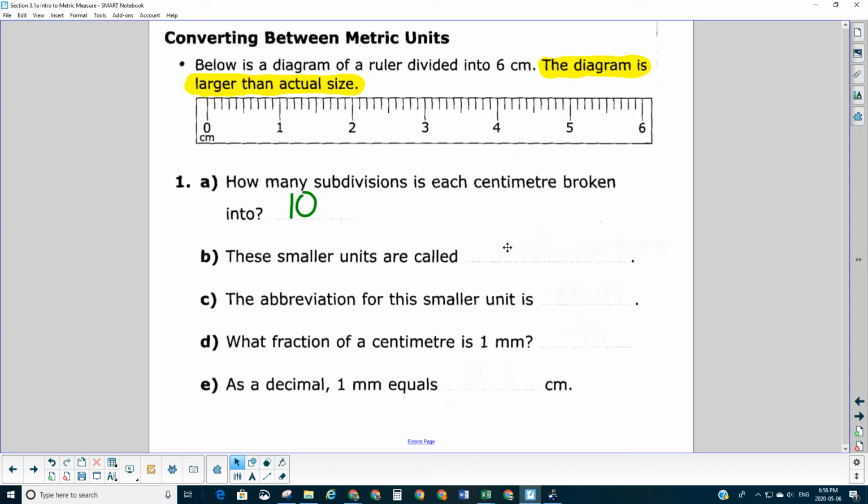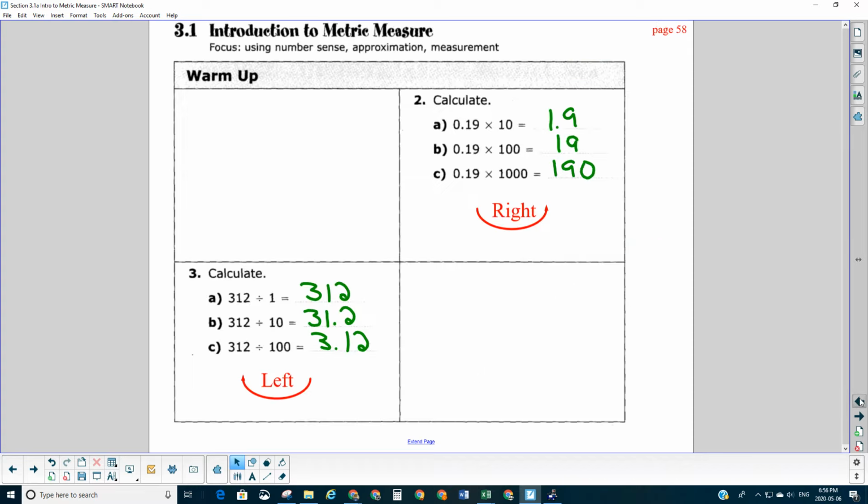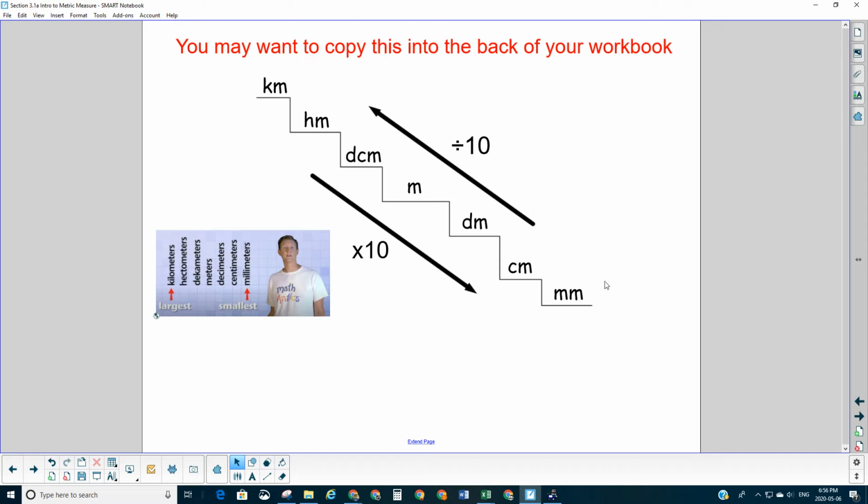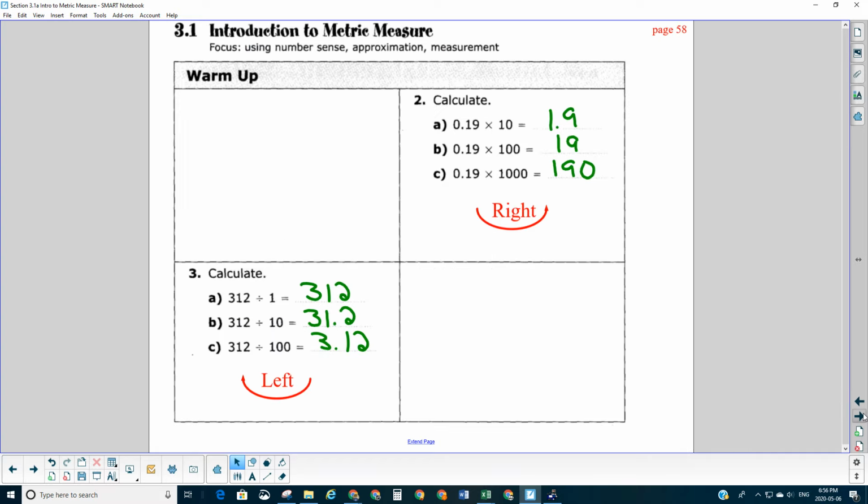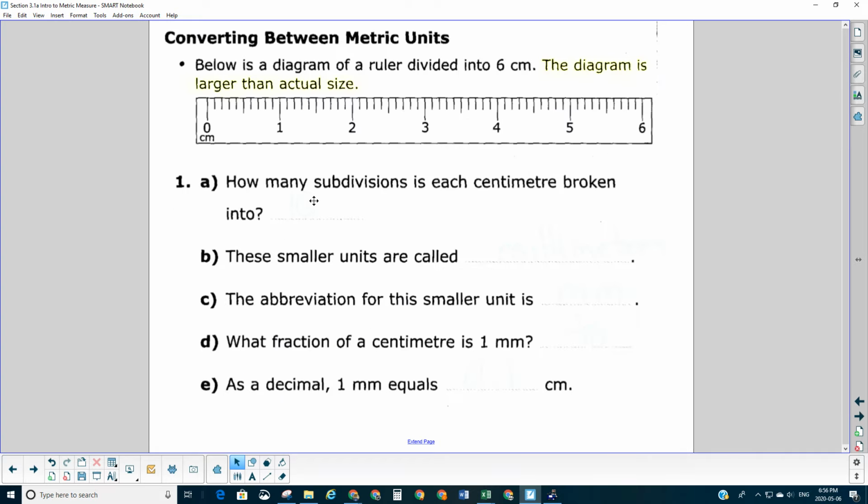And we should remember from our stepladder that those smaller units are millimeters. We can go back and see that for centimeters, if we multiply by 10, we get it broken up into 10 millimeters. So 1 centimeter is 10 millimeters. Okay? So here we see that it's broken up by 10 and we're talking millimeters.